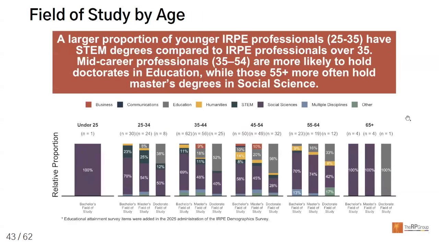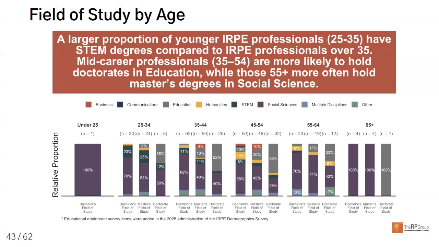A larger portion of the younger IRPE professionals, which is 25 to 35, have STEM degrees compared to those in the field who are over 35. Mid-career professionals, 35 to 54, are more likely to hold doctorates in education, while those 55 or more hold master's degrees in social science. So that adds an interesting pattern that's starting to unfold.